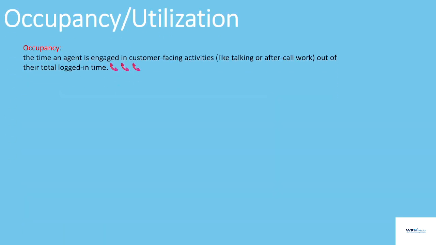Occupancy is the time an agent is engaged in customer-facing activities, like talking or after call work. This is out of their total logged in time. So when I say occupancy, I just focus on the logged in time, where my CSR is waiting to handle a customer, just waiting to receive a call, or even engaged in a call with the customer. This we call occupancy.